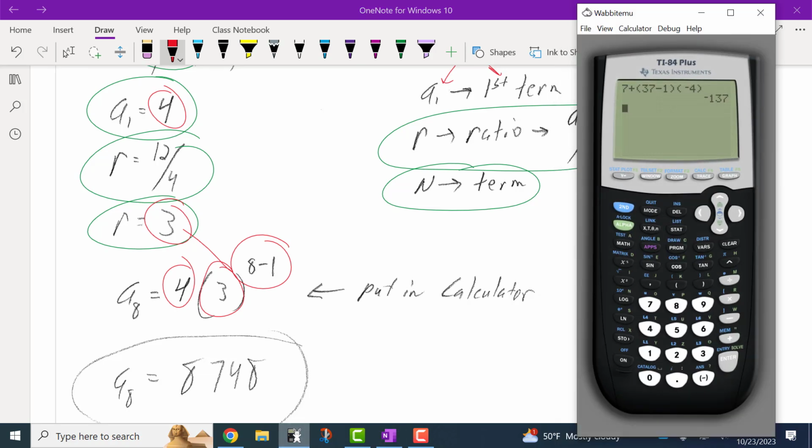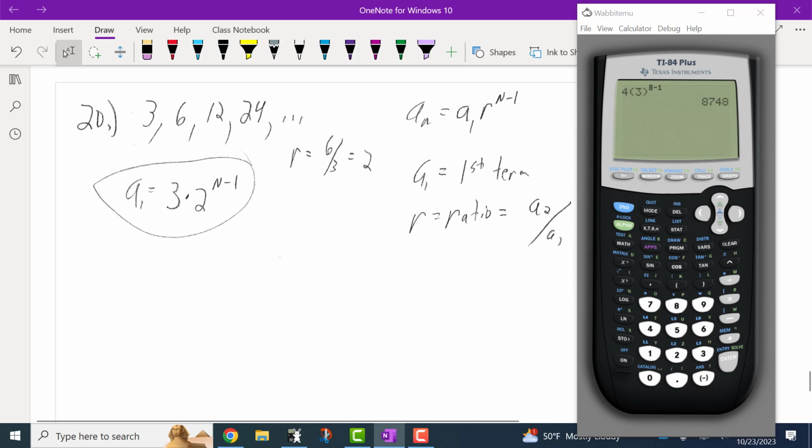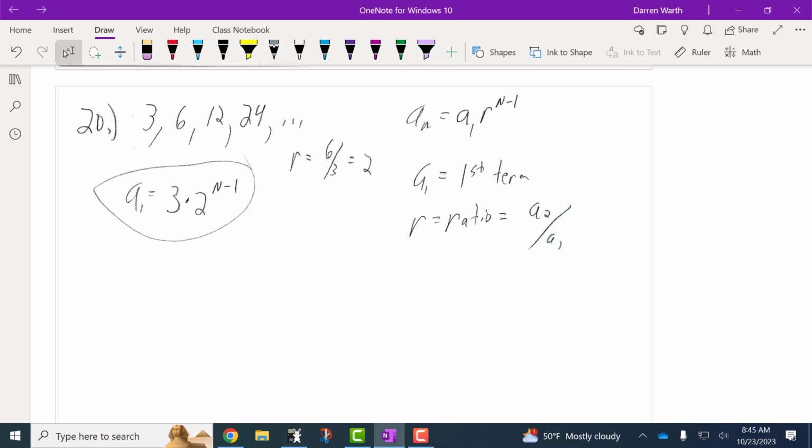So substitute that in, and I got 8 minus 1. Now when you're done, if you just type that in exactly in your calculator, you'll get the right answer. Just type in 4, put parentheses around your 3, hit your power key, and then type in 8 minus 1. Hit enter, and there's your answer of 8,748.